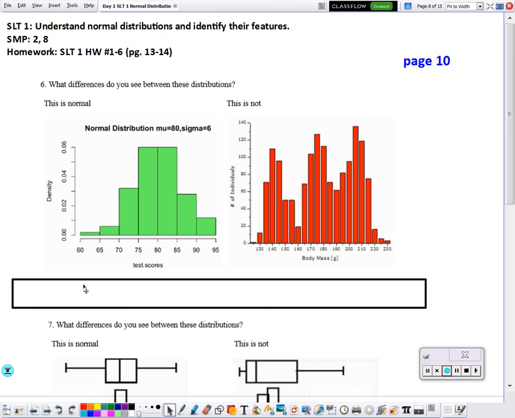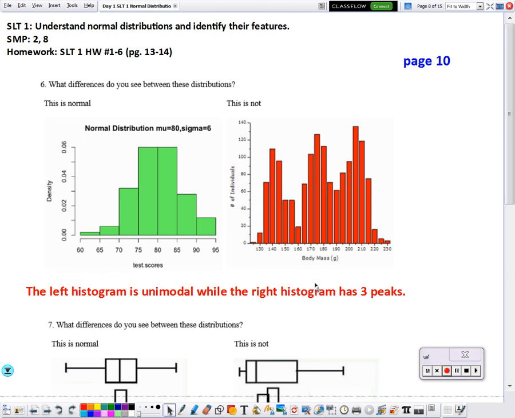So graph number 6, it's got 3 peaks. I don't know what else to say about that.